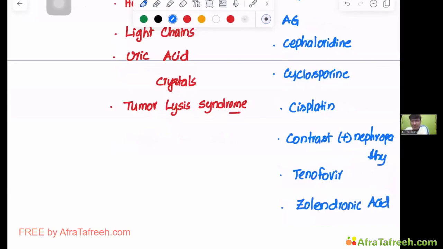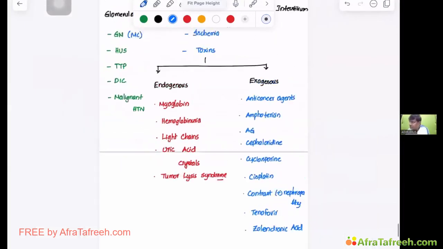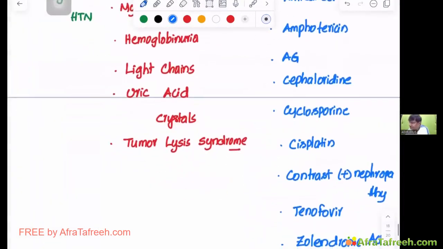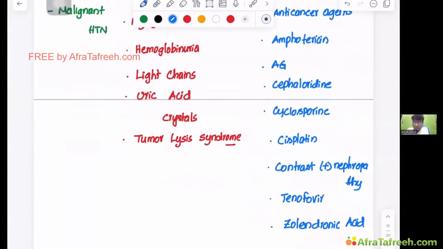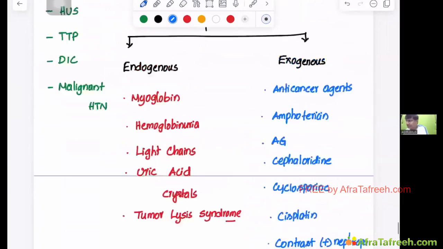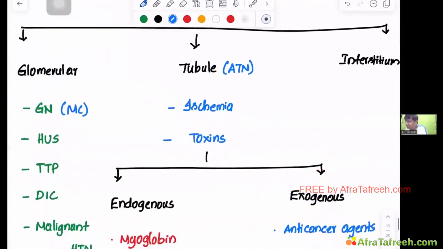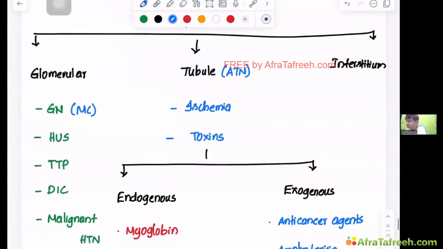Yes, anyone? What are the conditions where we use zoledronic acid? Osteoporosis. Basically, it is a bisphosphonate, right? And it will prevent bone resorption. Okay, that is your zoledronic acid. Then the next important is the interstitium, pathology in the interstitium.